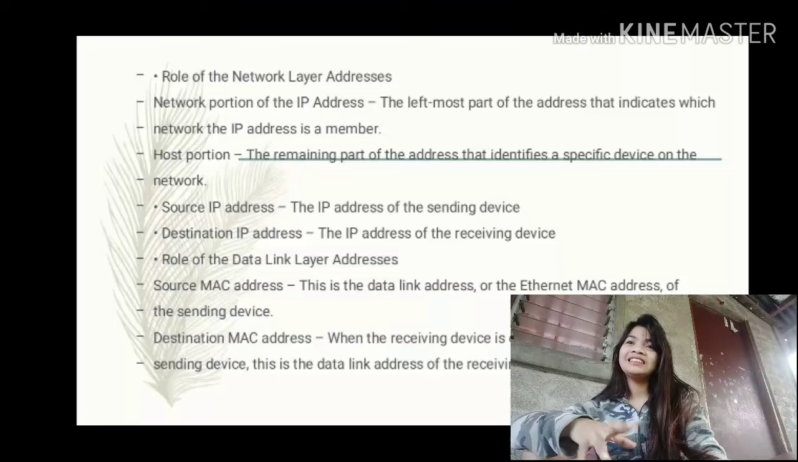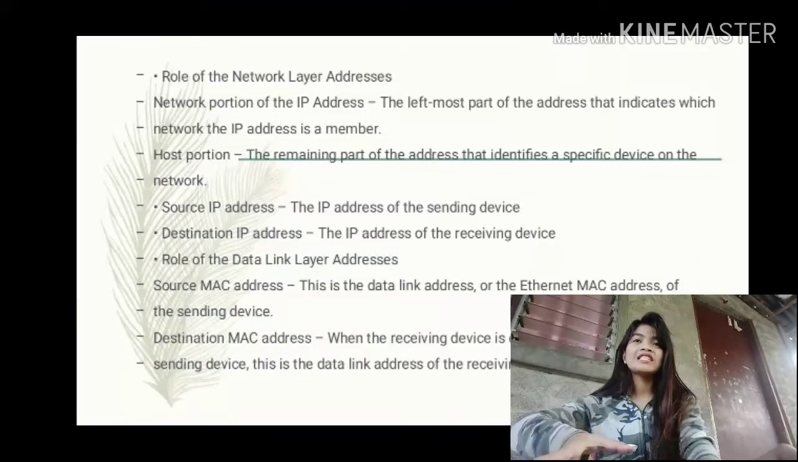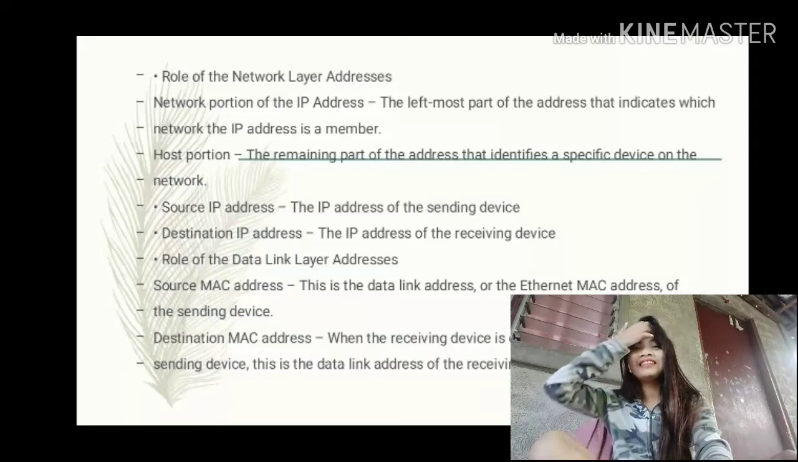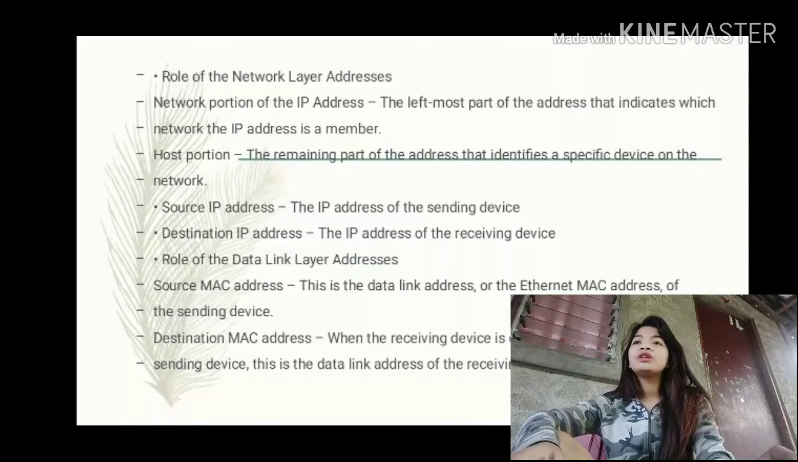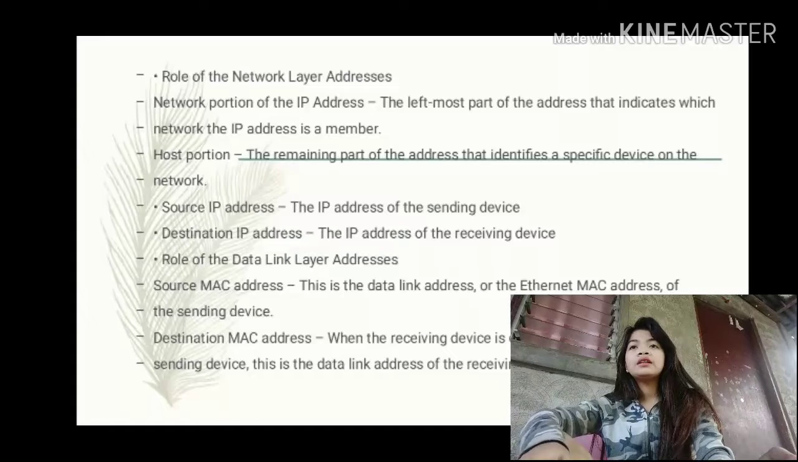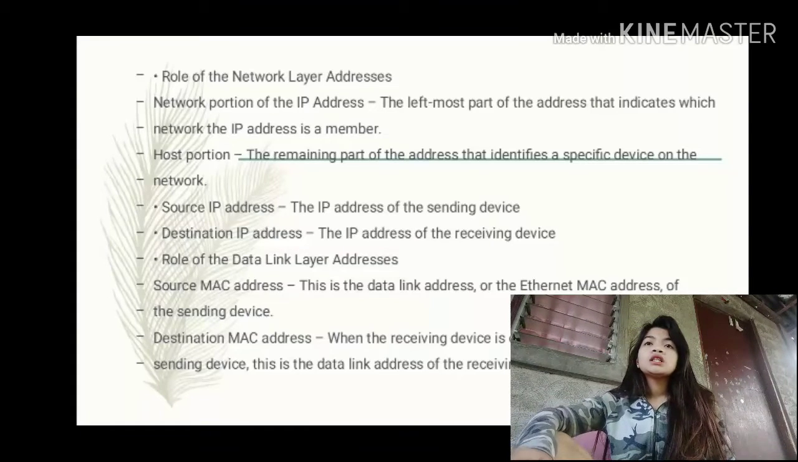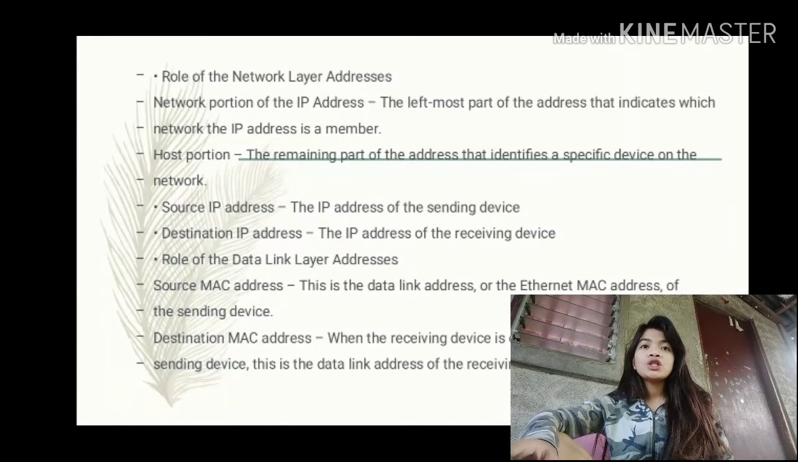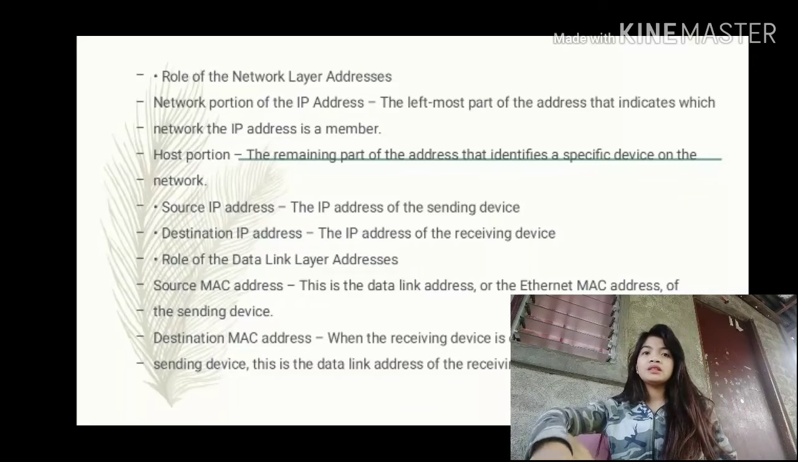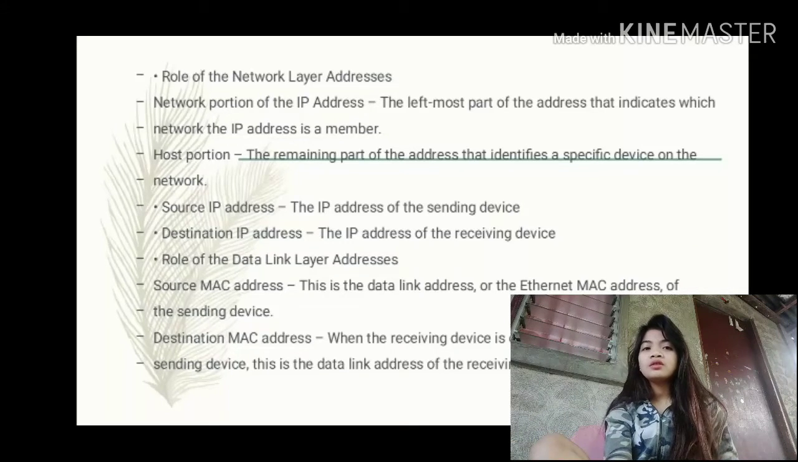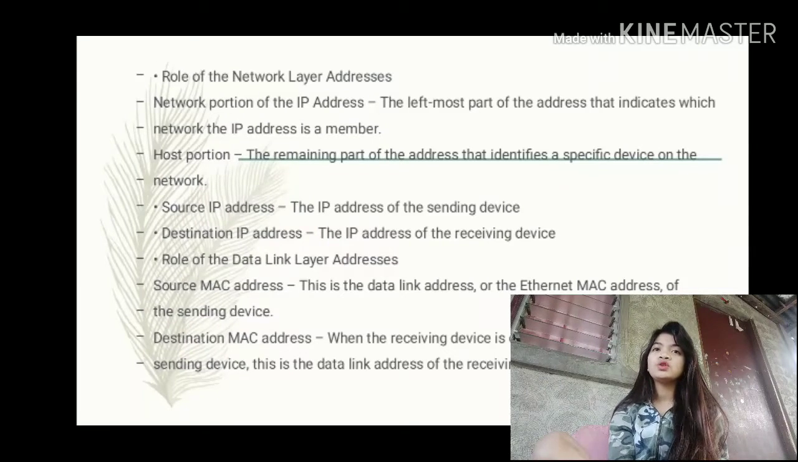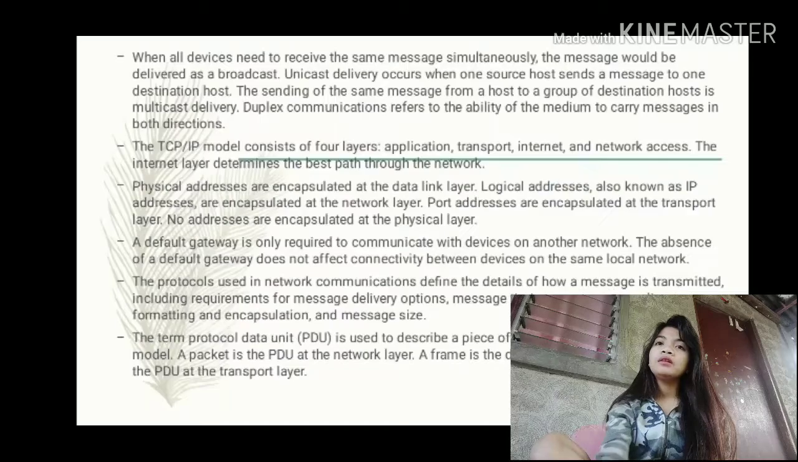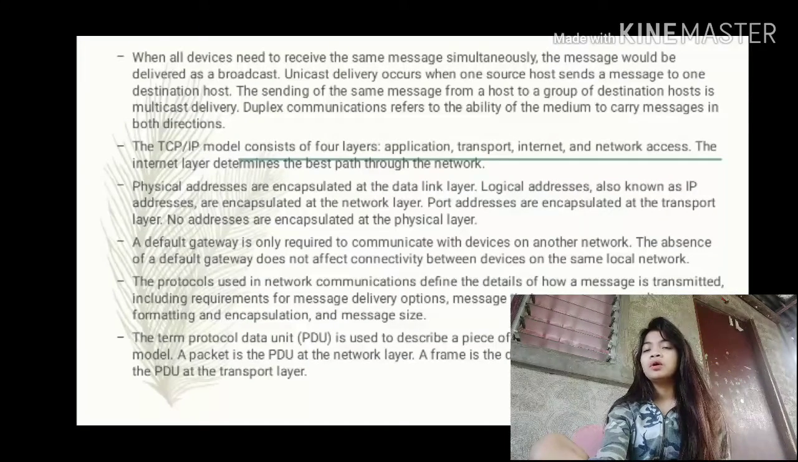When all devices need to receive the same message simultaneously, the message will be delivered as a broadcast. Unicast delivery occurs when one source host sends a message to one destination host. The sending of the same message from a host to a group of destination hosts is multicast delivery. Duplex communication refers to the ability of the medium to carry messages in both directions.